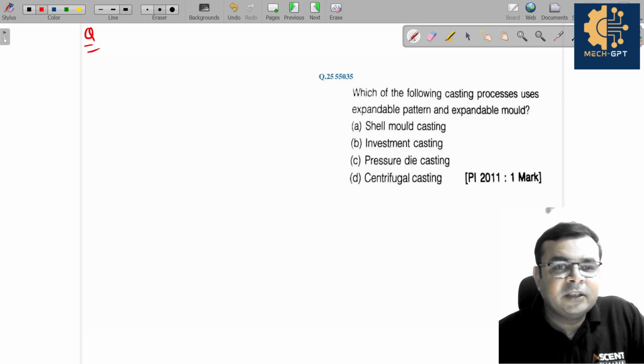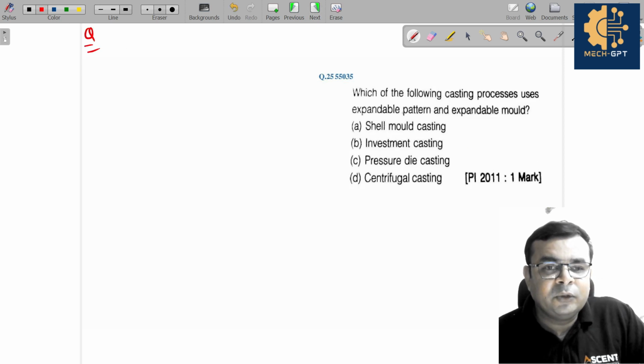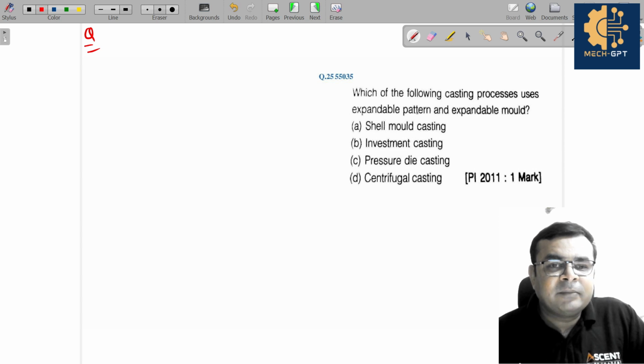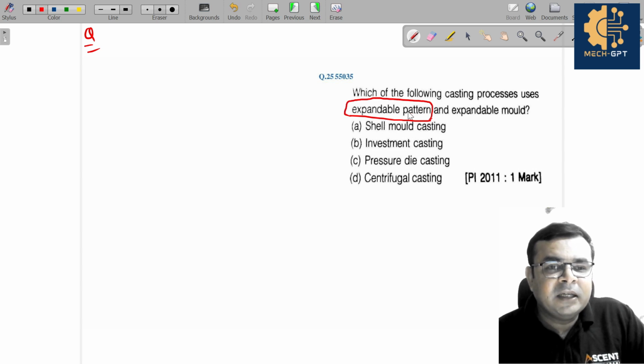Okay, let's see this question: which of the following casting processes uses an expendable pattern? A pattern which can be melted while casting, yes or no? And an expendable mold also.